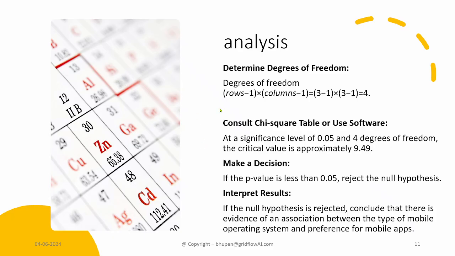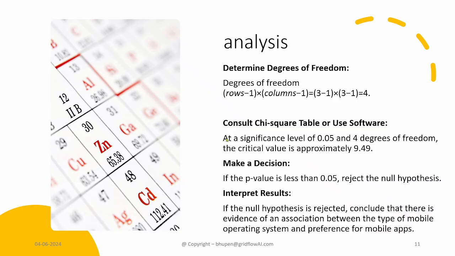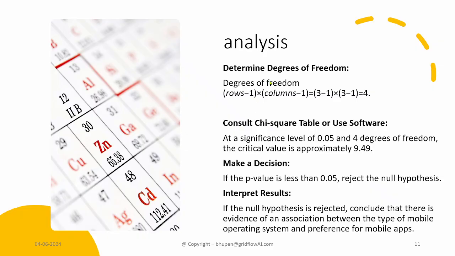Once you compute this, we can compare the chi-square test statistic with the critical value. With this chi-square, we also have to find the p-value, so we can compare the p-value with alpha, the significance level. The analysis is essentially about comparing the chi-square statistic with the critical value, or the p-value with alpha, in order to reject or fail to reject the null hypothesis.